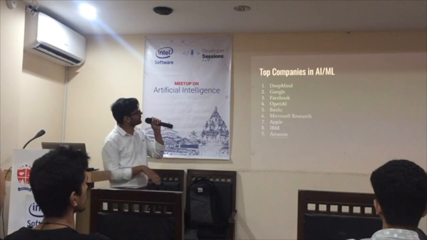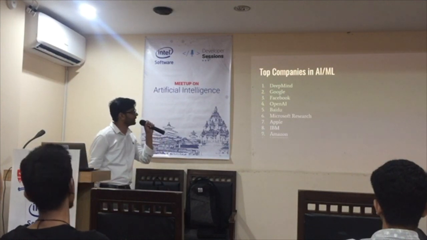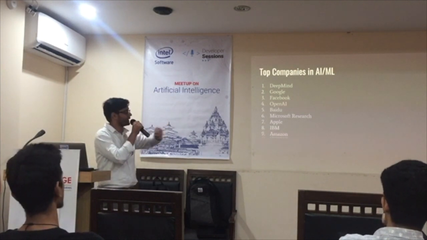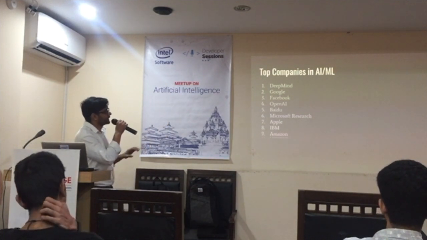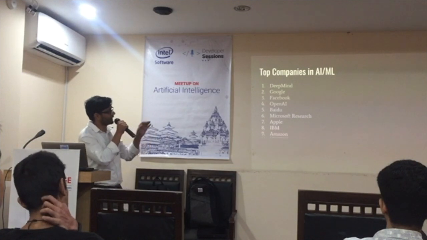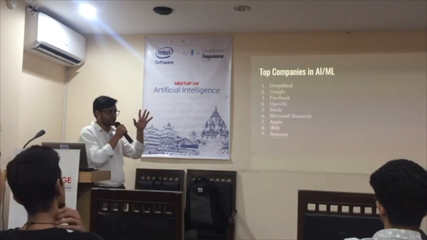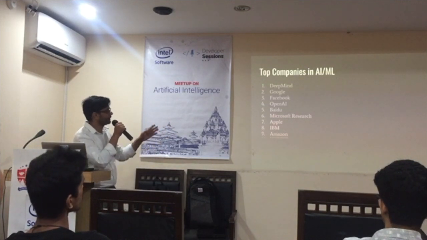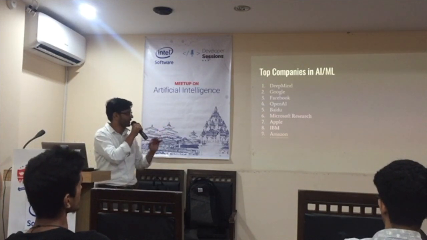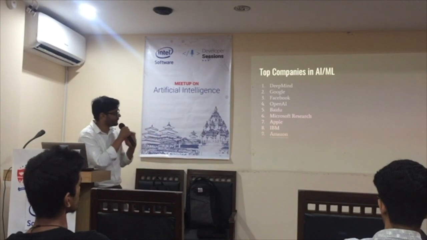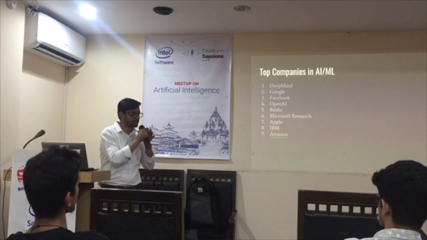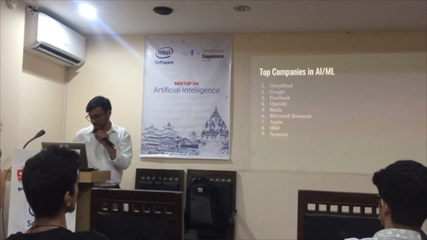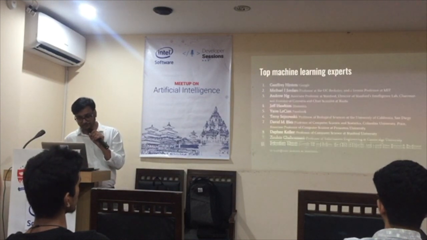There are top companies working in the deep learning or machine learning field, like DeepMind. DeepMind was acquired by Google, so it's a Google company. Second, Google, then Facebook, then OpenAI. OpenAI is mostly for reinforcement learning and gaming research. And then Baidu, Microsoft Research, Apple, IBM, Amazon. IBM and Amazon are quite secret in nature, so mostly the above companies are in ML today.